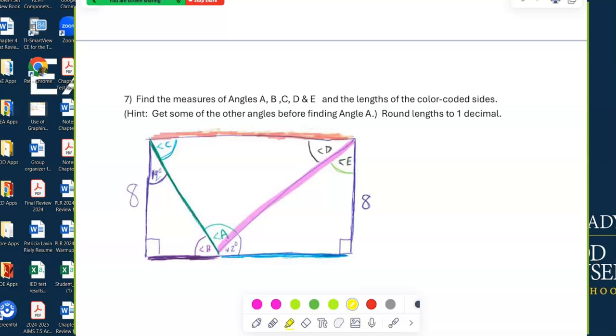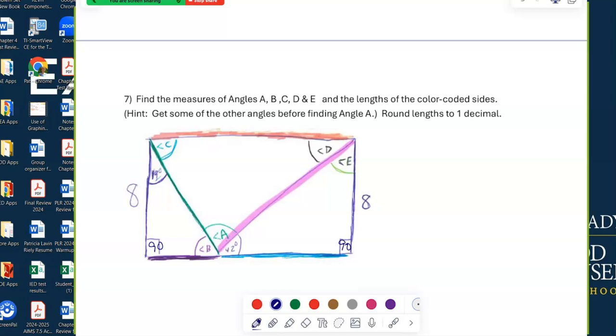It says find the measure of angles A, B, C, D, and E, and everything is labeled, so we're good. And the lengths of the color-coded sides. Hint: get some of the angles before finding angle A. Okay, and that makes sense. So what can I do? I think the first thing I would do is just reinforce that this is 90 and this is 90. Okay, so what else do I know?